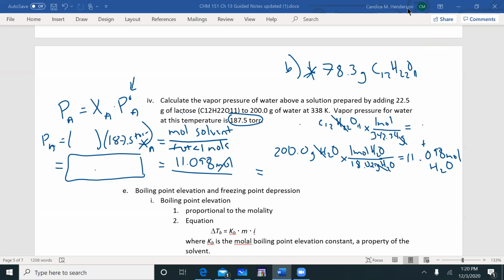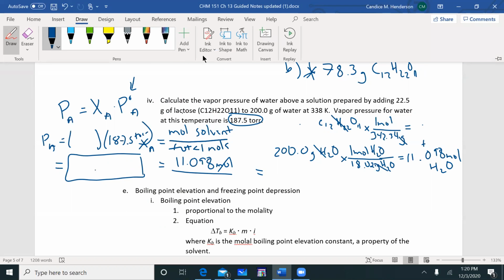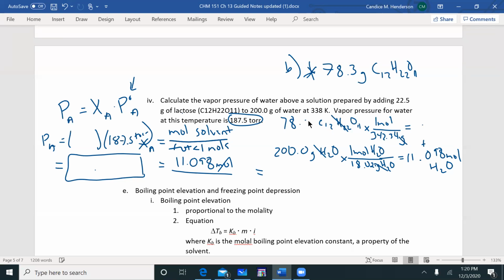Okay, so if we change our lactose amount and we increase our lactose value, that's going to increase the number of moles that we have of lactose, right? So instead of 22.5, we've got 78.3 grams of lactose. We divide that by our molar mass of lactose and we get 0.229 moles of our lactose, our C12H22O11.